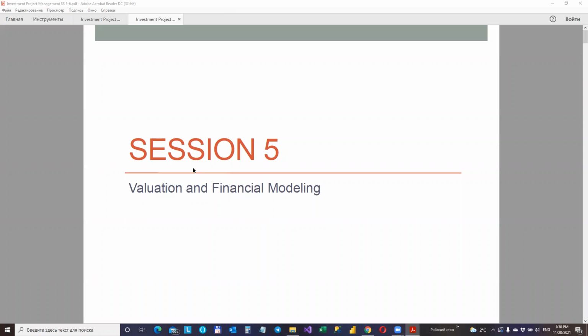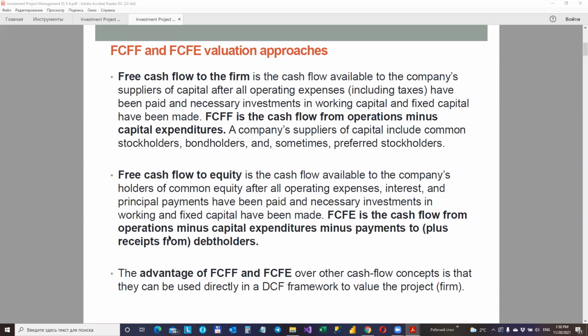Okay, let's move on and talk about the valuation and financial modeling. The purpose of this session is to provide a conceptual understanding of free cash flows and the valuation models based on them. A detailed accounting treatment of free cash flows and the more complicated valuation models will follow this session.